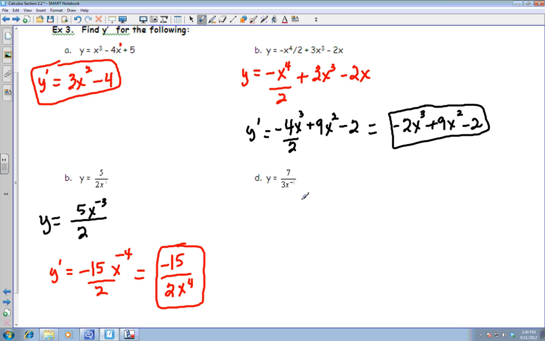Okay, part D. I'm going to rewrite it first because I see an x in the denominator. So when I rewrite that, I have this. So y prime equals, bring down your exponent, 14, my 3 is still there. Subtract 1 from your exponent, 2 minus 1 is 1, and I'm done.